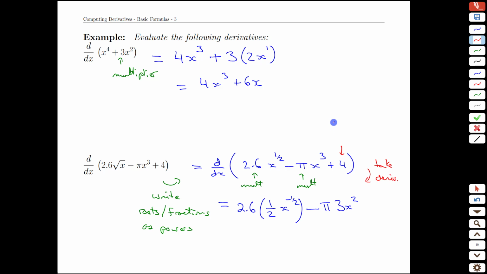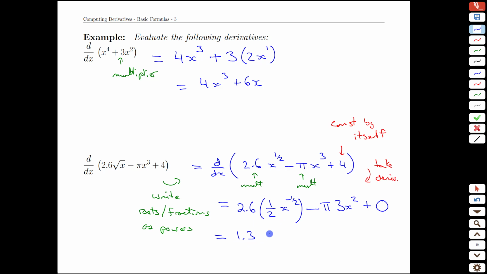Last but not least, though, we have a constant by itself. 4 as a function has 0 slope, so when we take the derivative, which is calculating the slopes, we get a 0. Just be aware of that distinction. Multipliers of functions, they stay around. Constants by themselves, their derivative is always going to be 0.